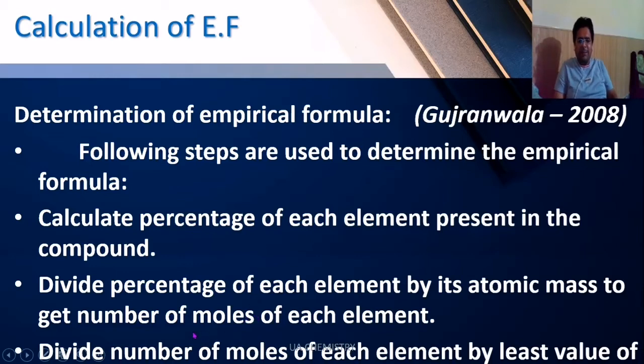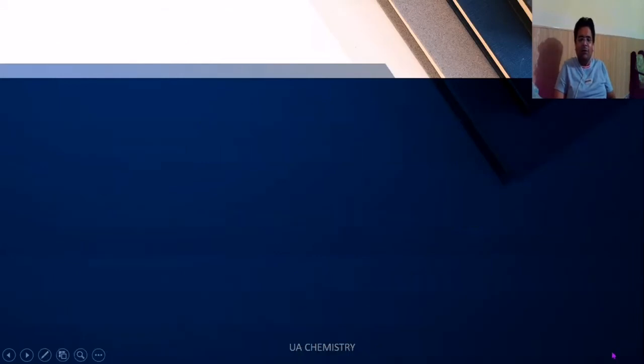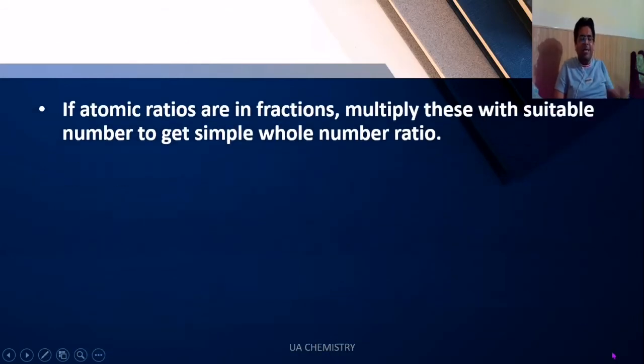The third step is to divide the number of moles of each element by the least value of the number of moles. We will get the atomic ratio. Third step is about atomic ratio. How is atomic ratio calculated? Divide the number of moles of each of the elements by the least number of moles. We will study by example how to get the atomic ratio.